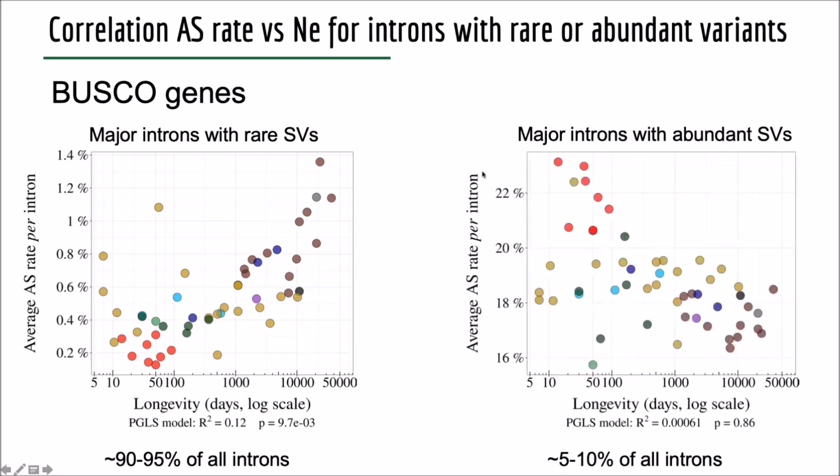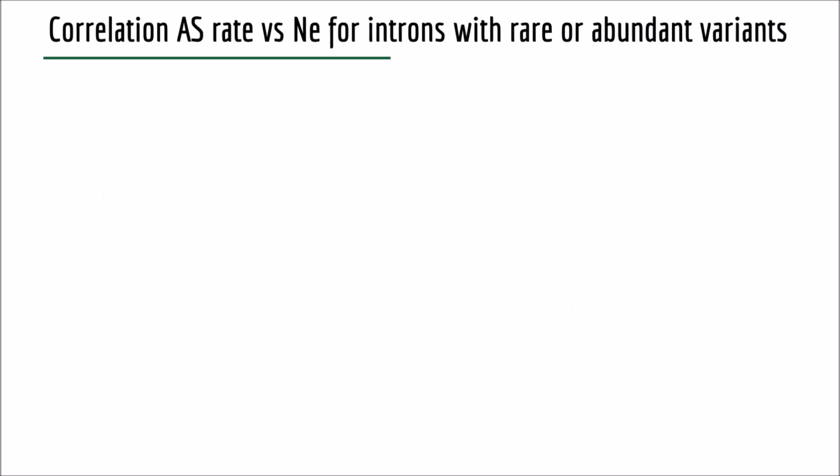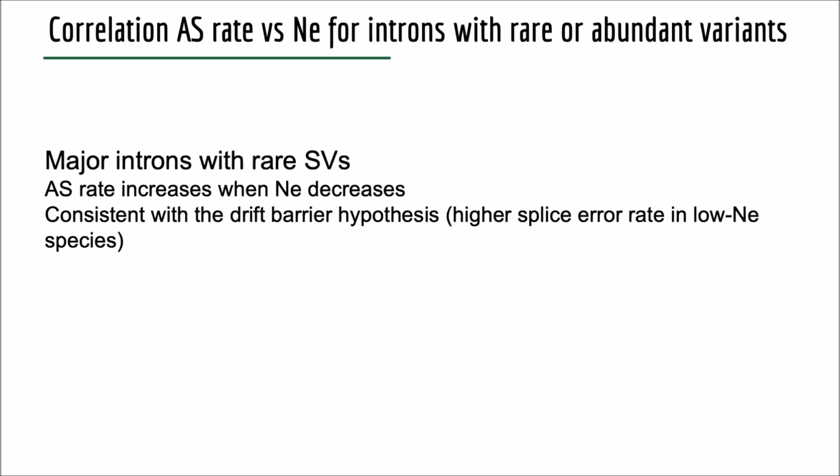And for those major introns that have some abundant splice variants, here we see a very different picture. Here we see that the rate of alternative splicing tends to decrease with increasing longevity. So we see a pattern that goes in the opposite direction to what we see for introns that have only rare splice variants. For those introns with rare splice variants, the rate of alternative splicing increases when the effective population size decreases. So it's consistent with the drift barrier hypothesis.